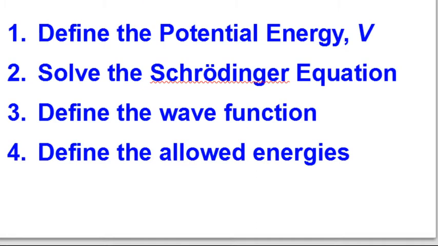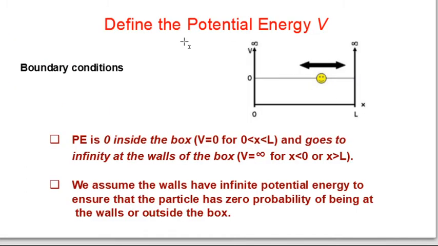In order to do that, we have to define the potential energy, then put that potential energy into Schrodinger equation, then solve the Schrodinger equation. By solving the Schrodinger equation, we will define the wave function and we will define the allowed energies. First, we can define the potential energy. Assumption is that inside the box there is no other force, no other particle. So inside the box potential energy is 0. But at the wall of the vessel, potential energy becomes infinity.